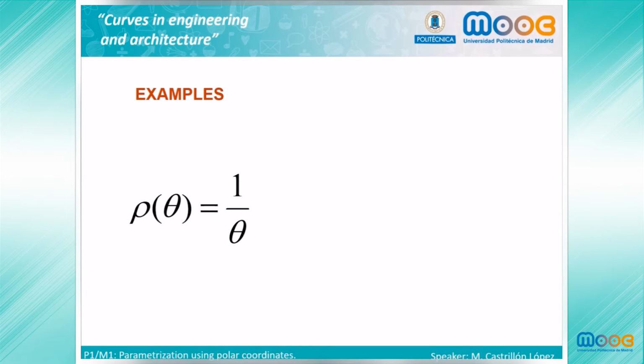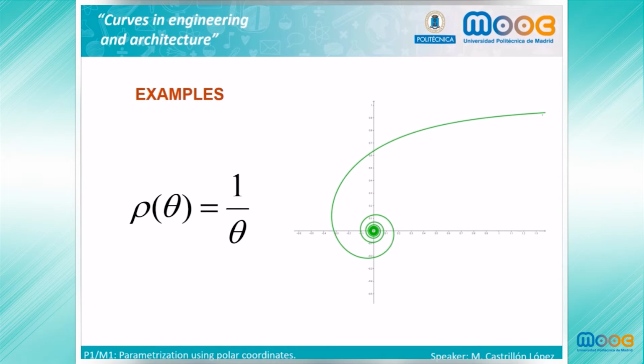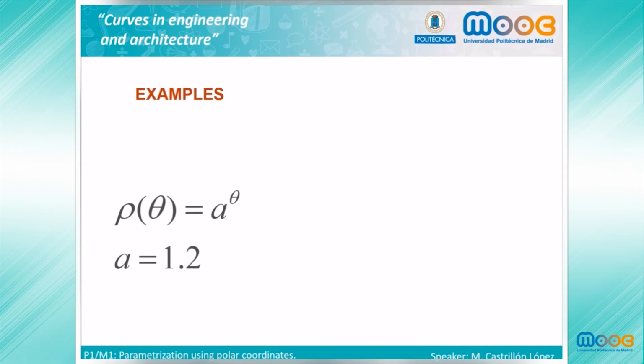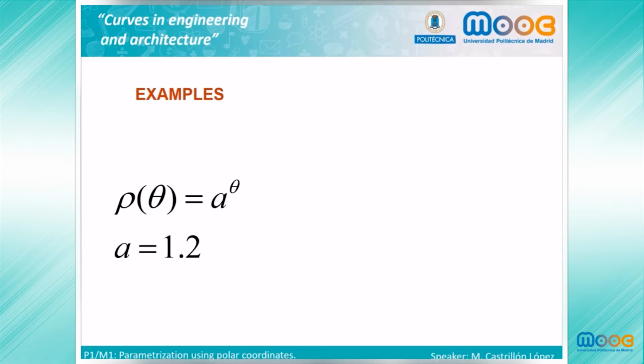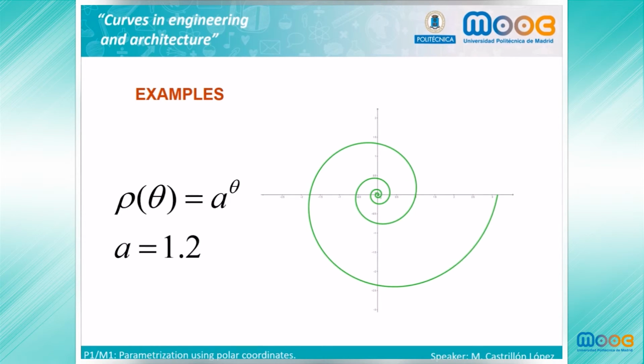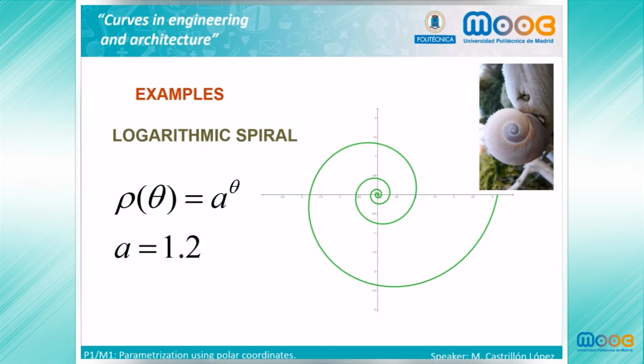For the function ρ of theta equals 1 over theta, we have again a spiral, and this one is called the hyperbolic spiral. For the exponential function, in this case for the constant 1.2, we have another spiral called logarithmic or exponential spiral, and that's very commonly found in nature. For example, snails.